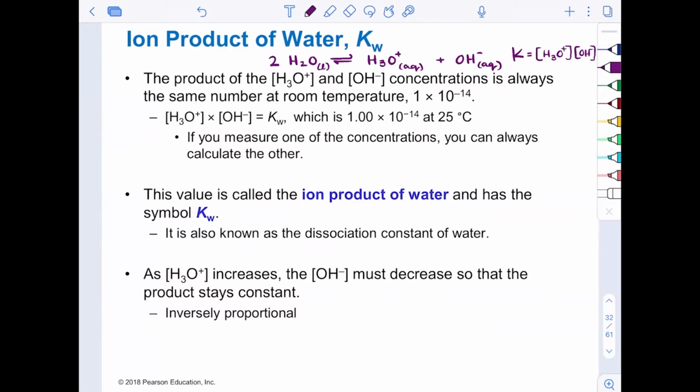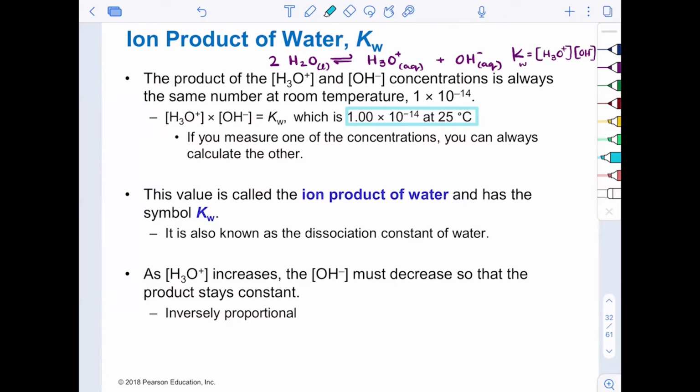That we will give a special denotation of the Kw. The Kw at 25 degrees Celsius is always going to be 1.00 times 10 to the negative 14. Again, unitless value. If you measure one of the concentrations, you can always calculate the other with the Kw. So this value is called the ion product of water, and it has the symbol Kw. It's also known as the dissociation constant of water.